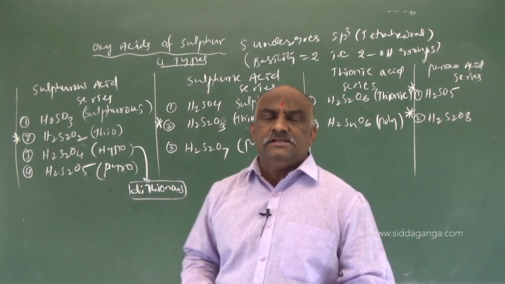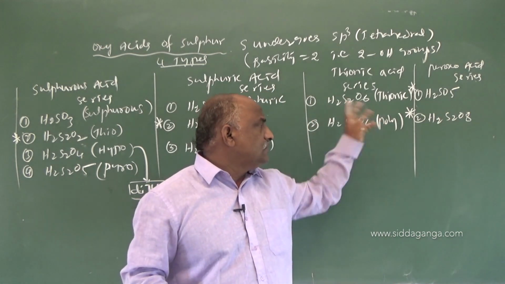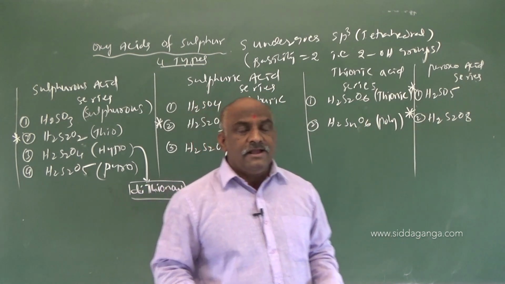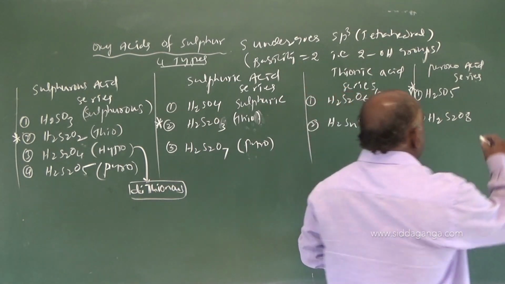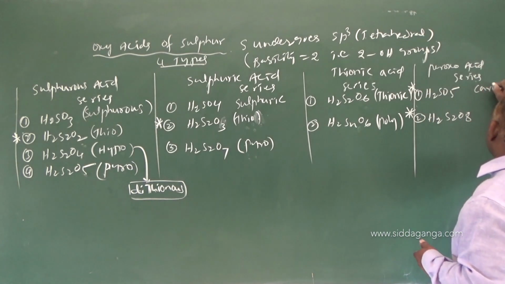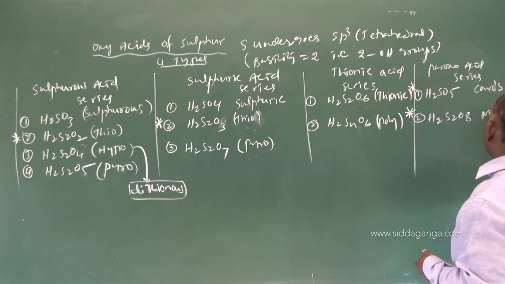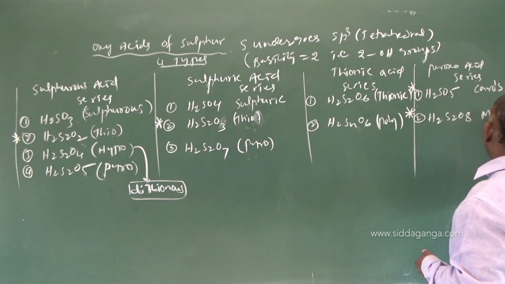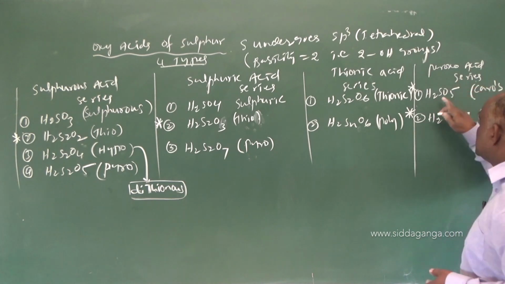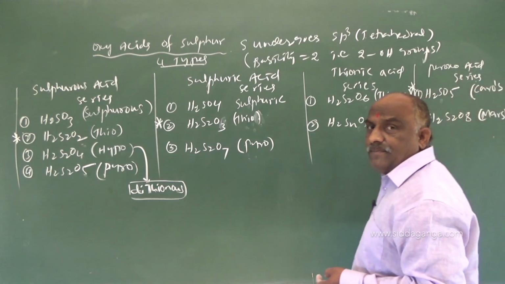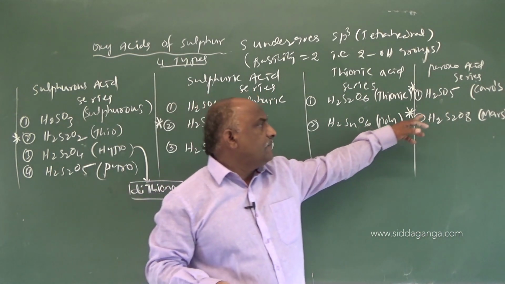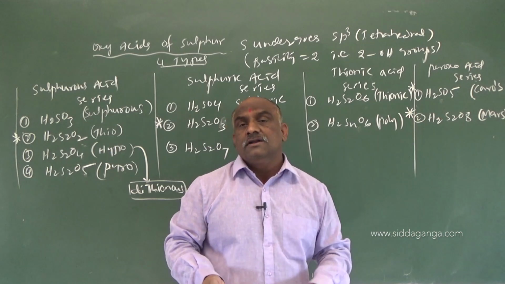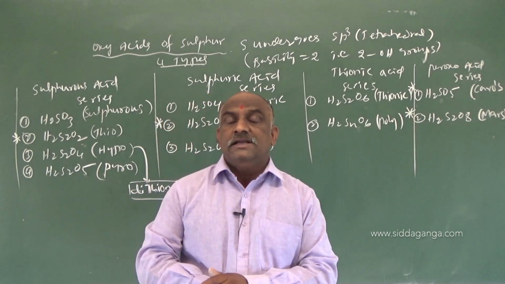H2S2O6 is thionic acid and H2SnO6 is called polythionic acid. While coming to H2SO5, very important, this is called Caro's acid and this is called Marshall's acid. Peroxomonosulfuric acid and peroxodisulfuric acid are Caro's acid and Marshall's acid.